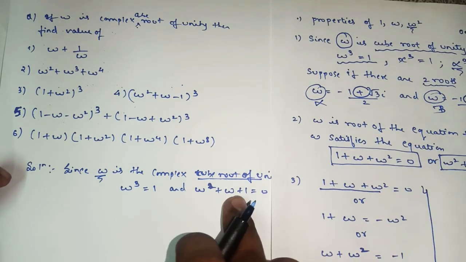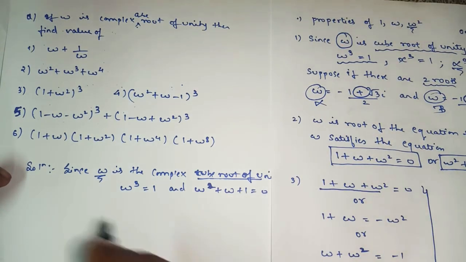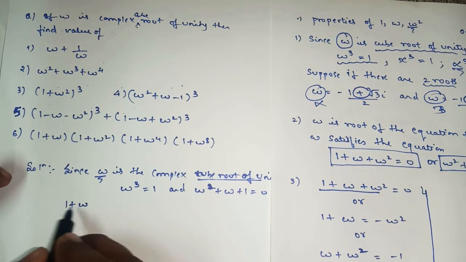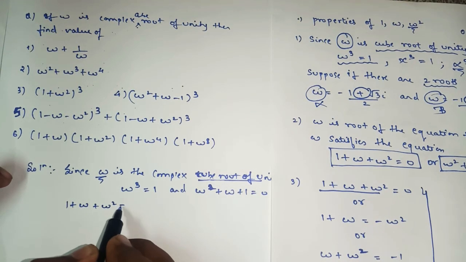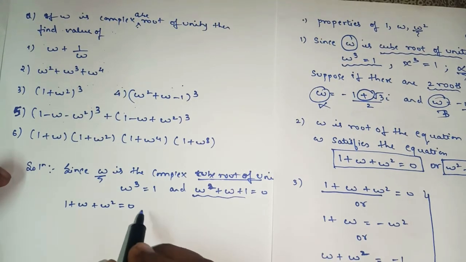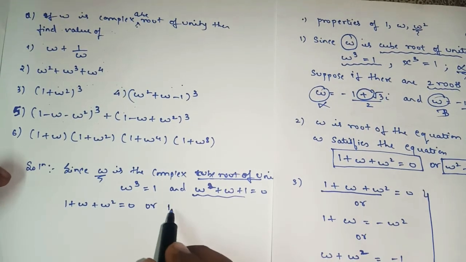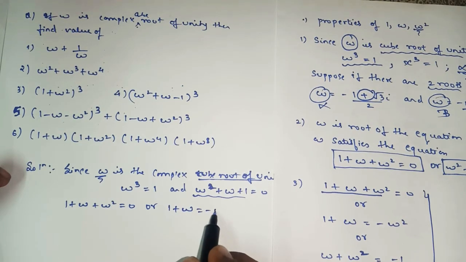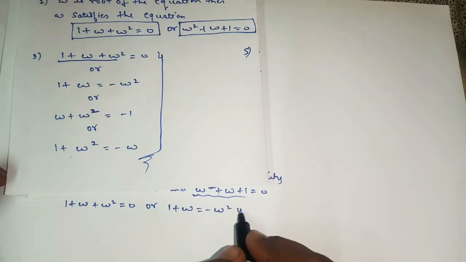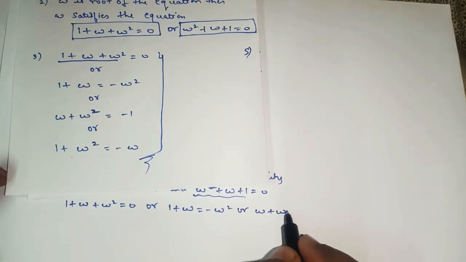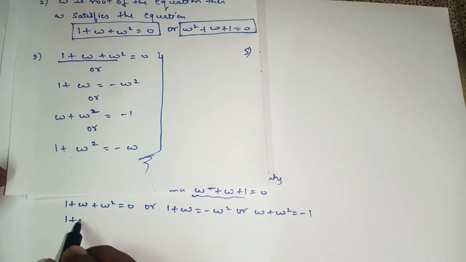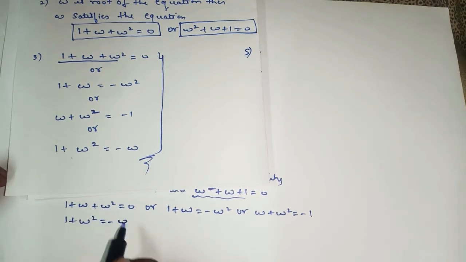Okay, so further when you solve this part, you will get some more formulas. The first one is w plus 1 plus w square, which equals 0. Either you write the formula like this or like this, it is up to you. The second formula is 1 plus w equals minus w square. The third formula, w plus w square equals minus 1, and the last one is 1 plus w square equals minus w.